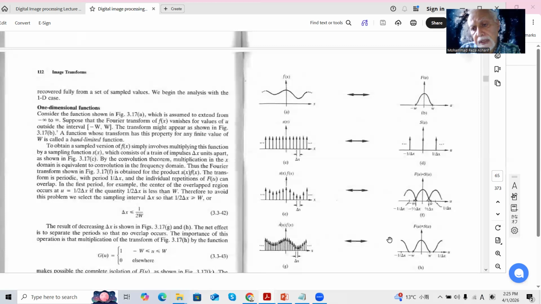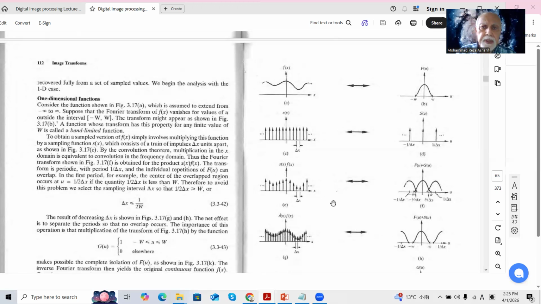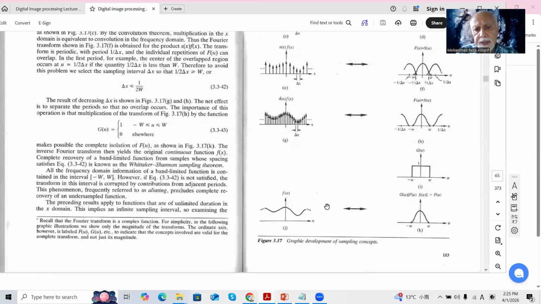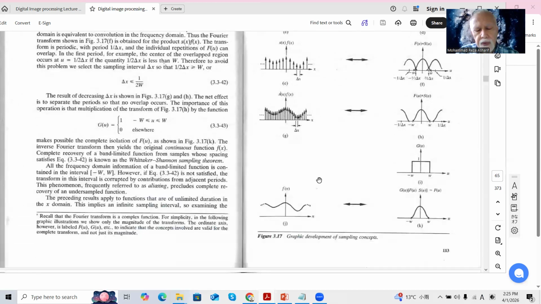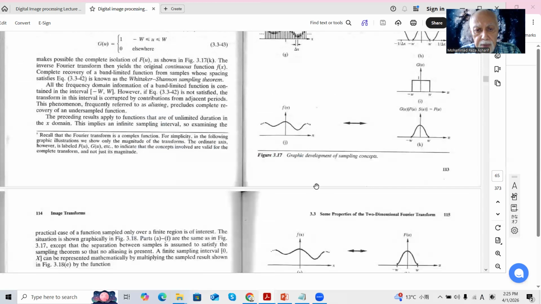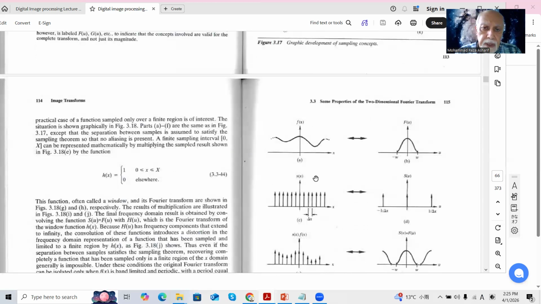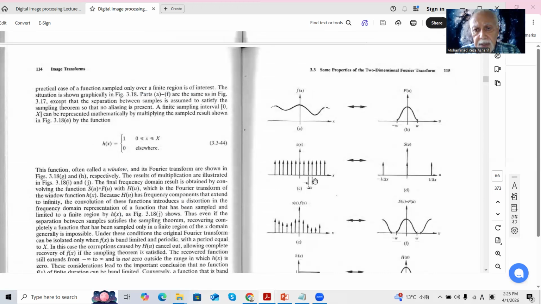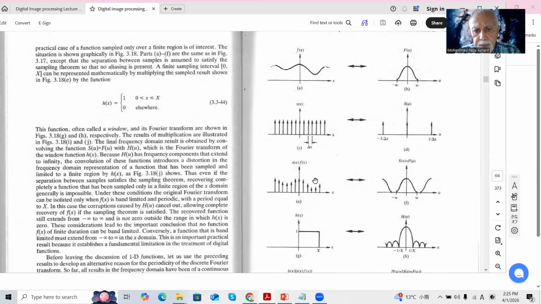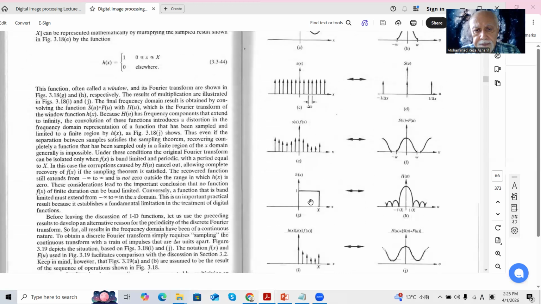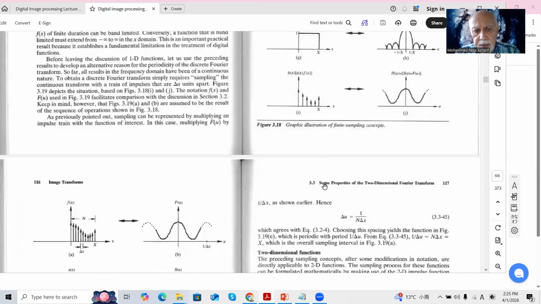If you have more than enough, then the spectra are far apart and do not overlap. At least it should be twice the maximum frequency, or maximum variation in the image, variation in the image spectrum, like this. This is in one dimension.